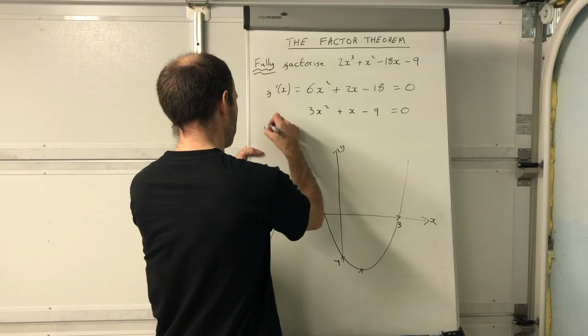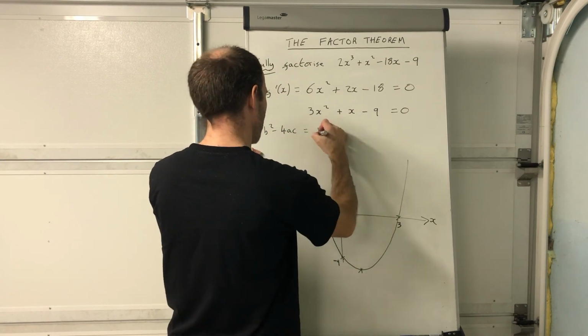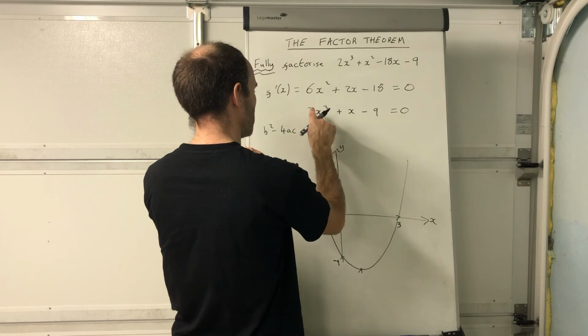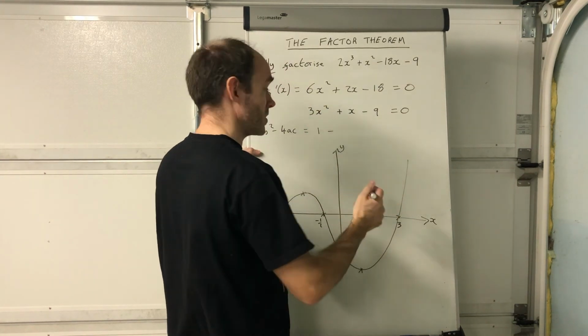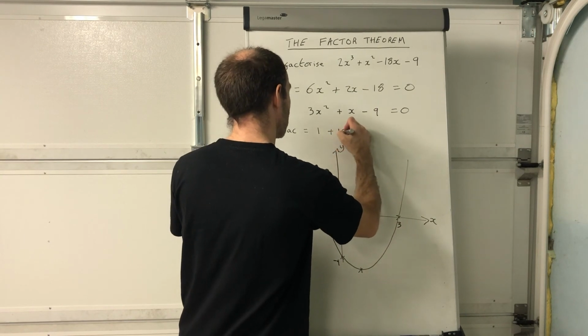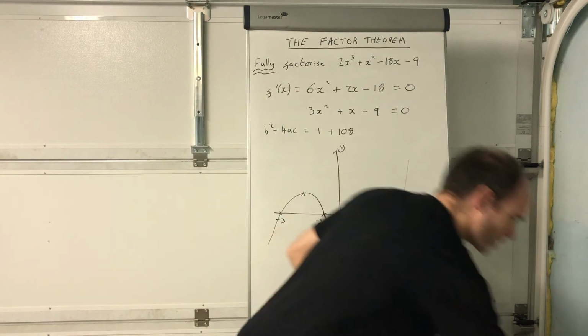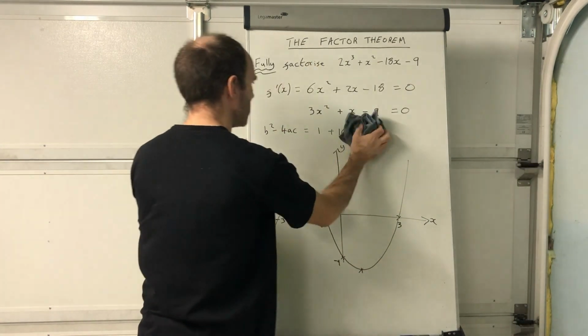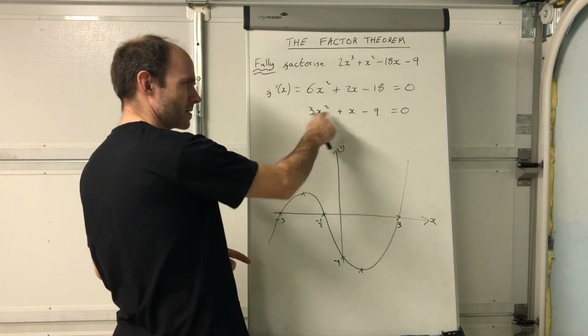Let's try the b squared minus 4ac, just to see if it does factorise nicely or not. So b squared is 1, subtract 4 times 3 times negative 9, that's 27, 54, 108, so plus 108. No, it's not going to factorise because that's not a square number. So it goes next into the quadratic formula, not completing the square because of the 3x squared.